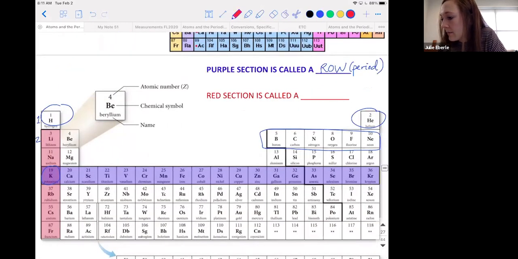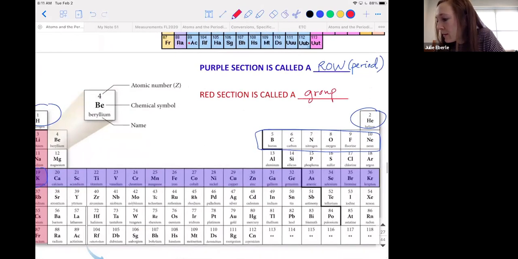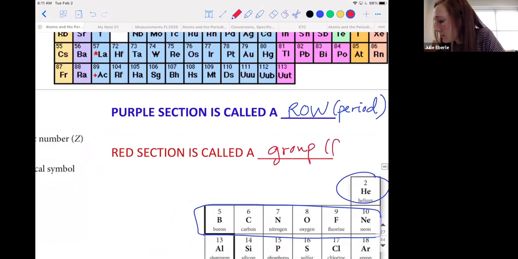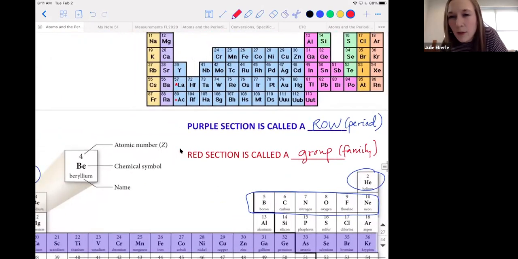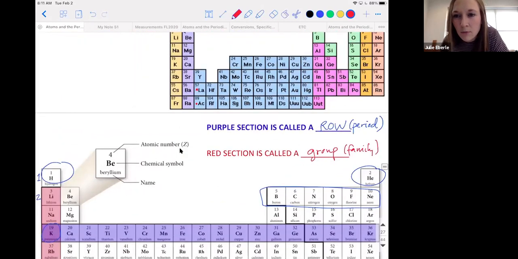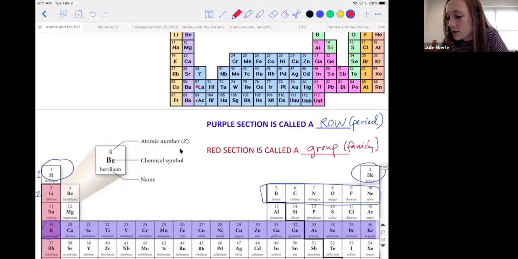All right, the red section is called a group. You'll also hear the word family. Or obviously it's a column as well. A group or a family is kind of the main words I use, but you may also read places where it's called a column.